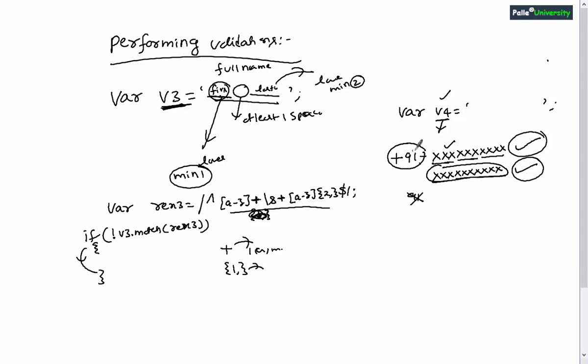So it means that this +91- must be present either for 0 times or for 1 time. After that, 10 digits have to be present. In order to check whether these 10 digits are present or not, it is easy to write \d of curly bracket 10. Now we need to write the regular expression for checking this, right? So now you tell me how to write the regular expression for checking whether +91- is present or not.